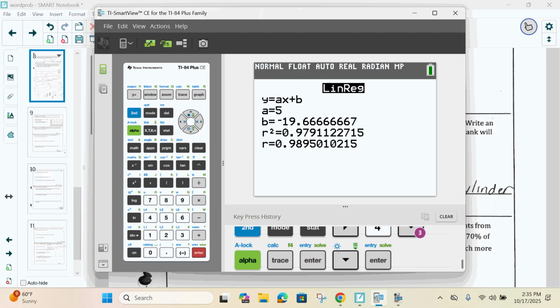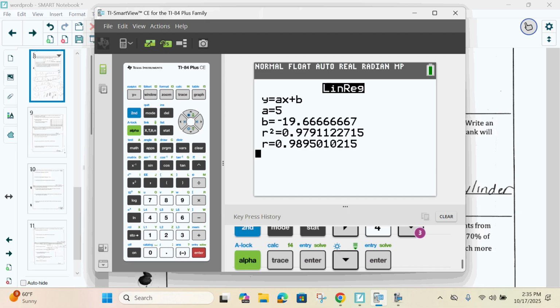Do you guys have exactly that? If you don't, then look at your tables first and make sure your tables are in there correctly. So let's try it. If I try this equation, y equals 5x minus 19 2/3, if I plug in 8, does it get me the answer? 5 times 8 is 40. 40 minus 19 2/3 is what? 20 1/3? It's supposed to be 20, so it's pretty close, right?